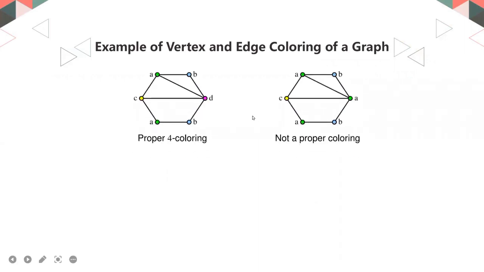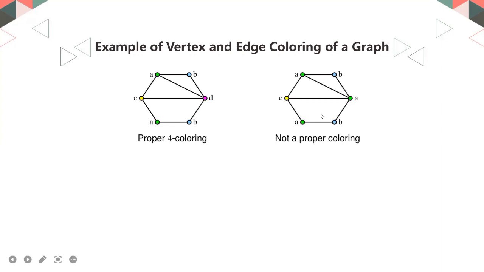So the first diagram is an example of vertex coloring of a graph. The first graph is a proper vertex coloring. There are 1, 2, 3, 4, 5, 6 vertices, but you can see that there are only 4 colors. 1, 2, 3. So in conclusion, there are only 4 colors. So we can call this graph a proper coloring.